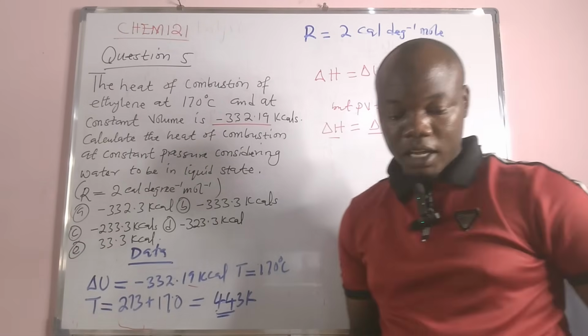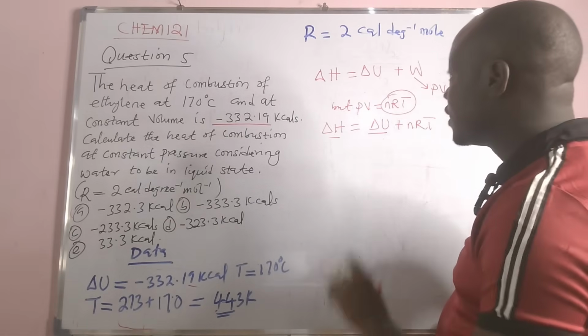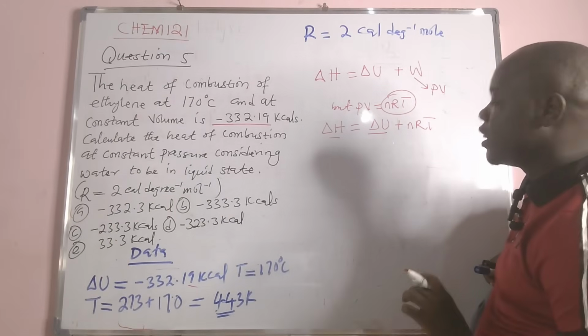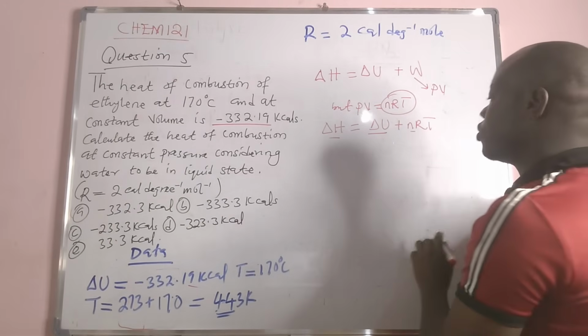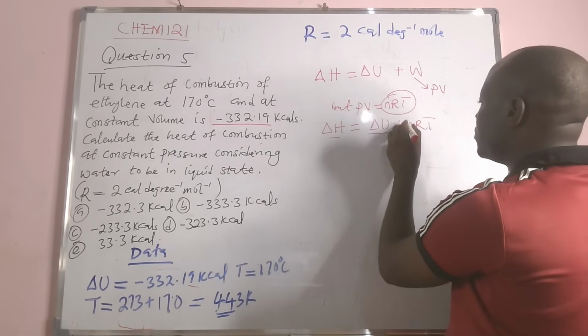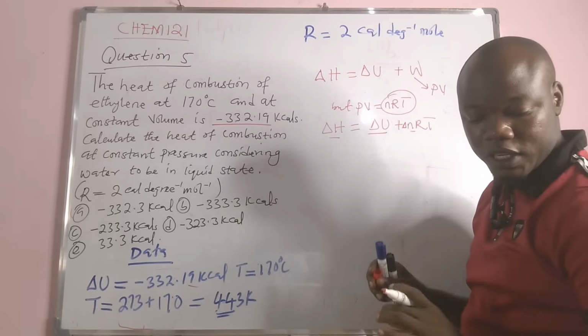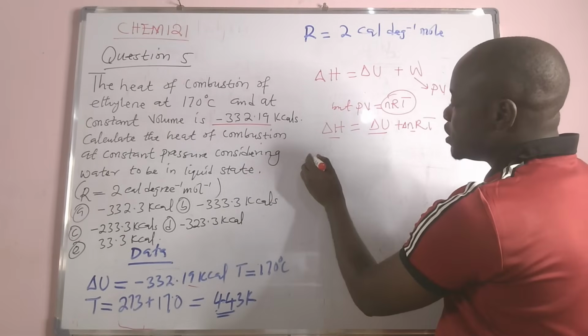So it means that at this point we are to calculate delta H. Very importantly, ladies and gentlemen, at this point, this is the number of molecules. So the number of molecules can be delta N. Therefore, we need to now bring the equation. When we say ethylene, it means ethene.